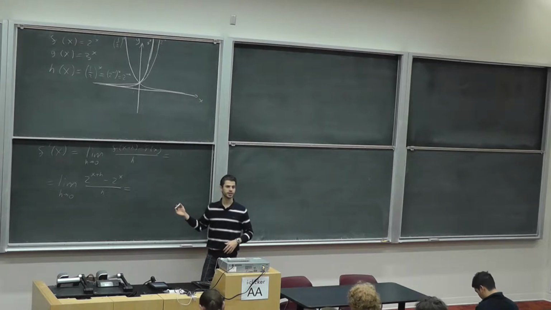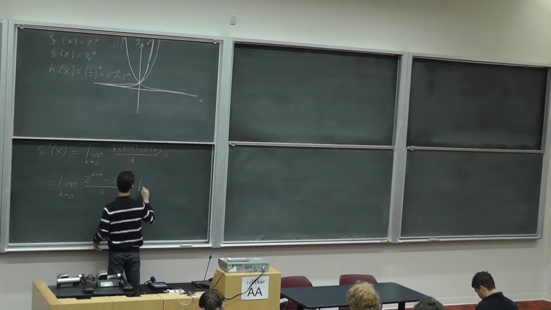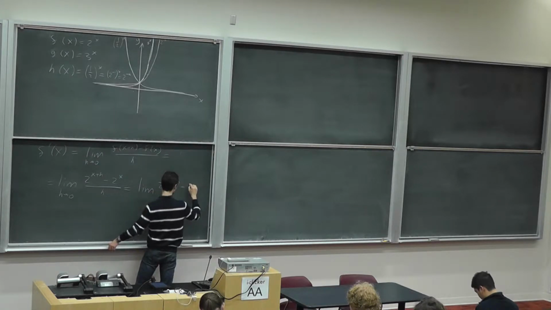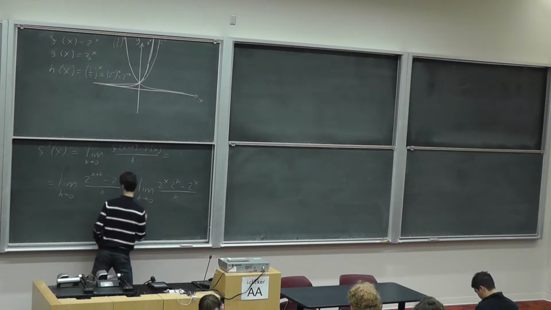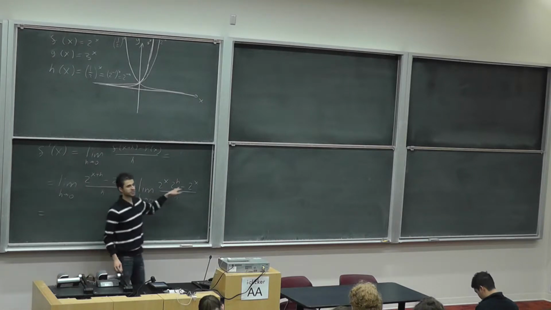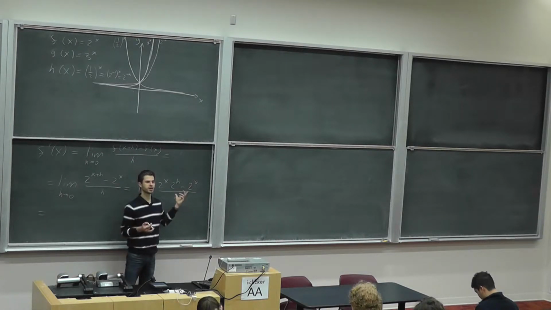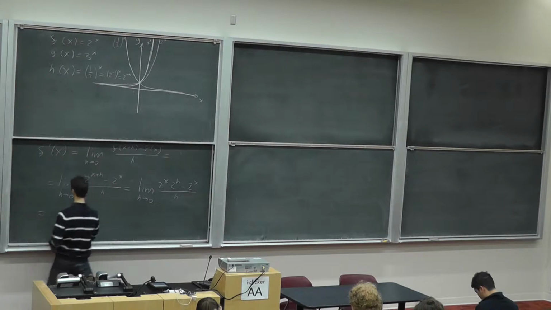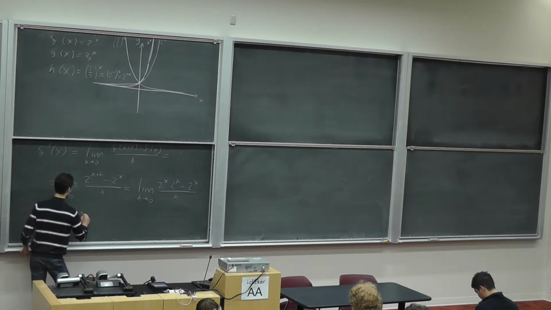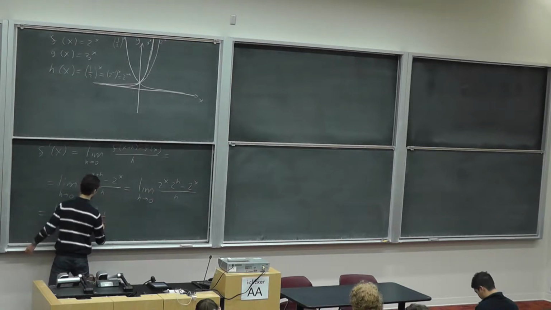Next, we apply the rule for a number raised to a sum of two numbers. So here we'll write this as 2 to the power x times 2 to the power h minus 2 to the power x, divided by h. Next, I will take this 2 to the power x out. I'll factor it out. So it will be limit as h goes to 0, 2 to the power x times 2 to the h minus 1 over h.